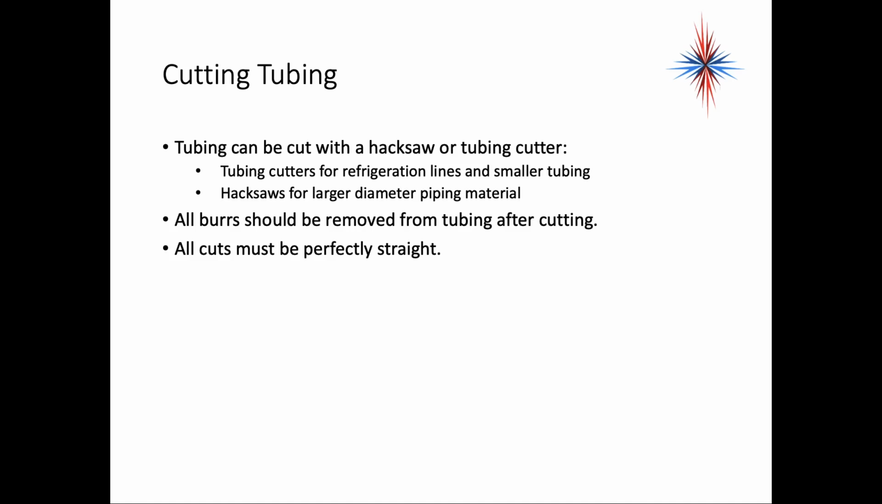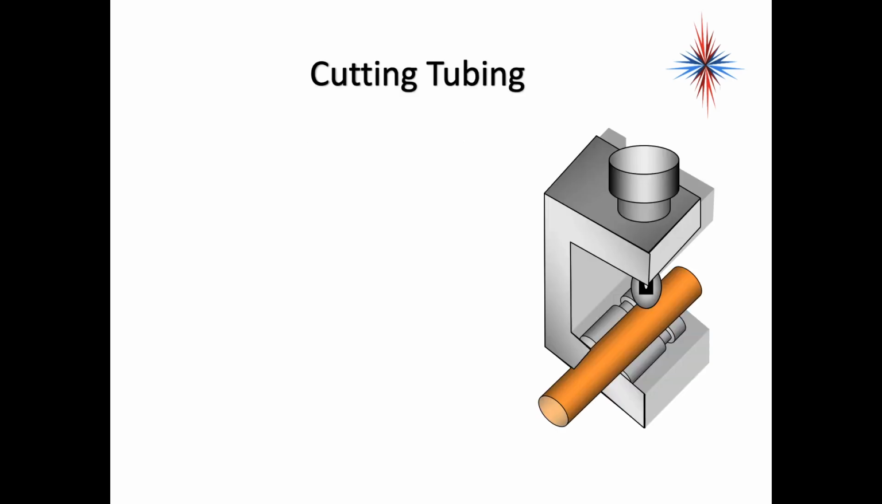Tubing can be cut with a hacksaw or tubing cutter. Tubing cutters are used for refrigeration lines and smaller tubing, and hacksaws for larger diameter piping material. Regardless of how you cut it, all burrs should be removed from the tubing after cutting. All cuts must be perfectly straight.